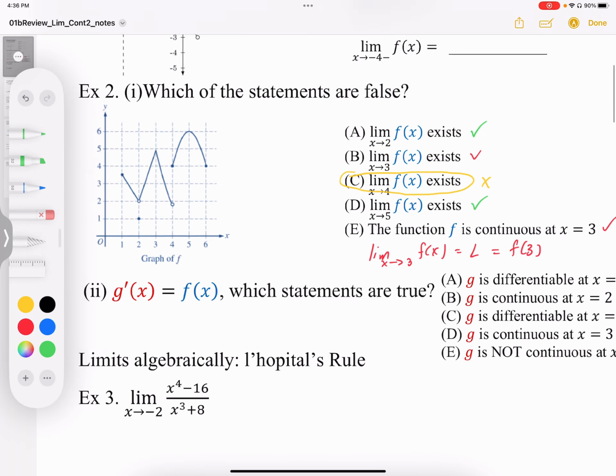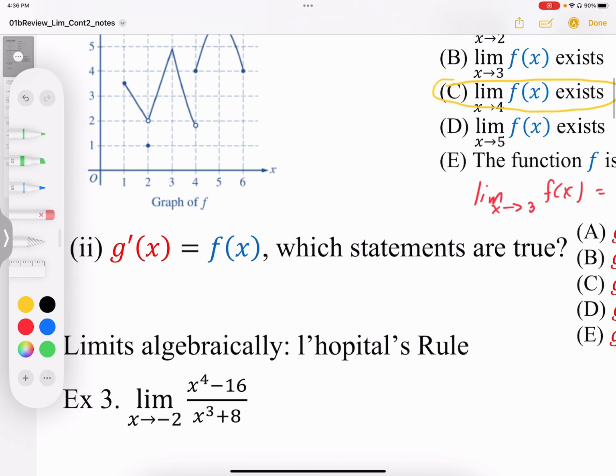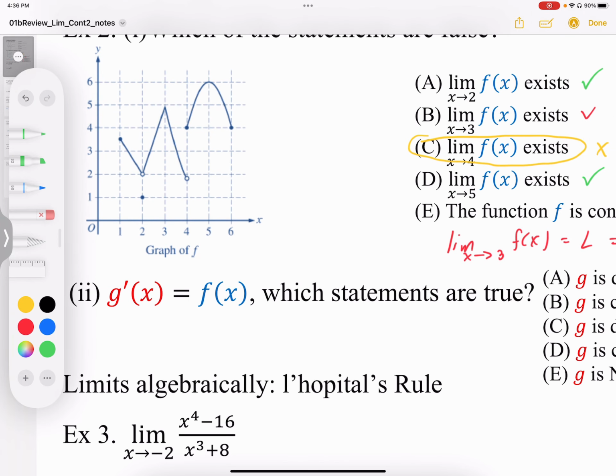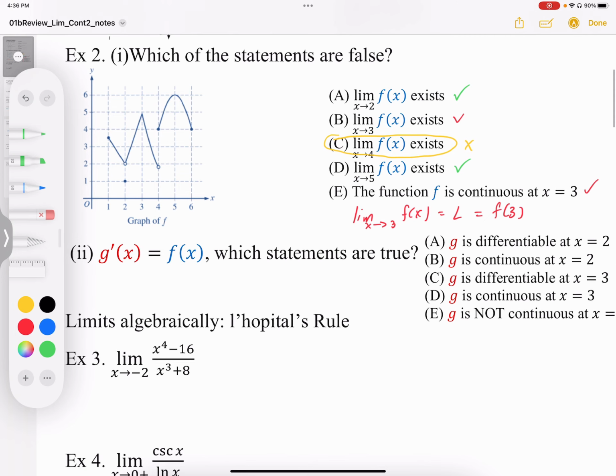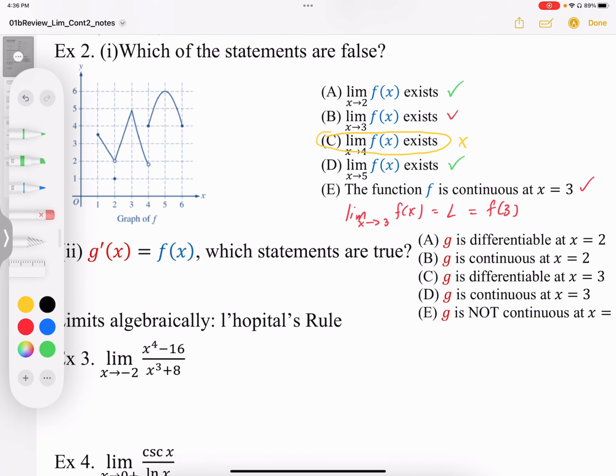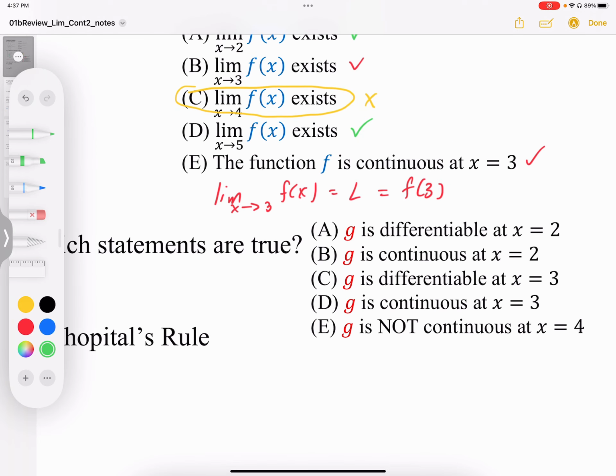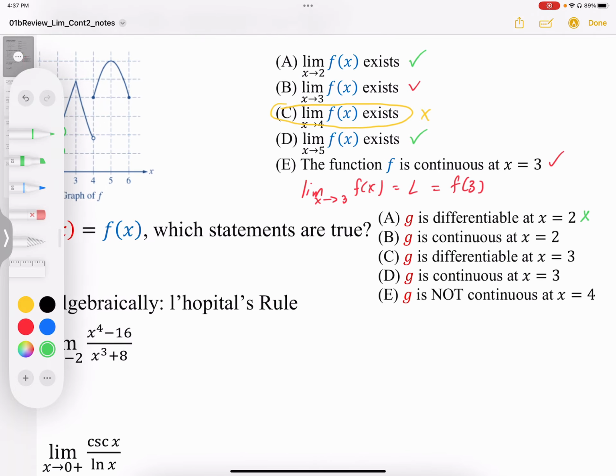For part 2 of this problem, it says that g prime is equal to f of x. So that f of x function is a derivative function for the function g. We're being asked which statements are true about the function g. A says g is differentiable at x equals 2. Well, if g is differentiable, that means that the derivative must be continuous, and at x equals 2, it is discontinuous. So we know that must be false. That is not a true statement, so we're not going to consider that as one of our solutions.